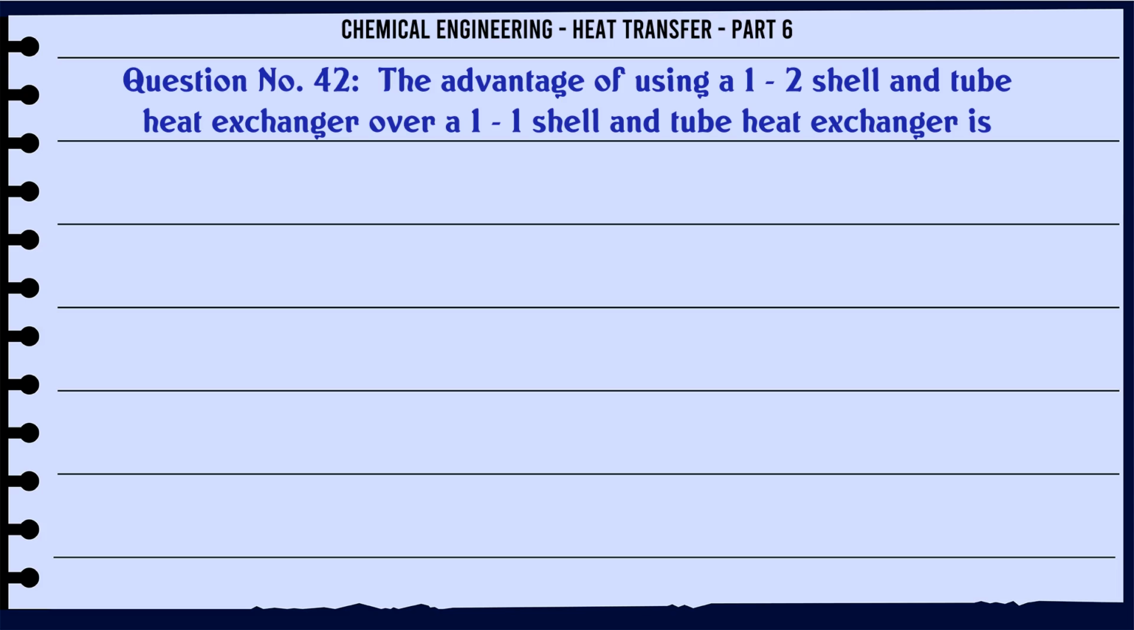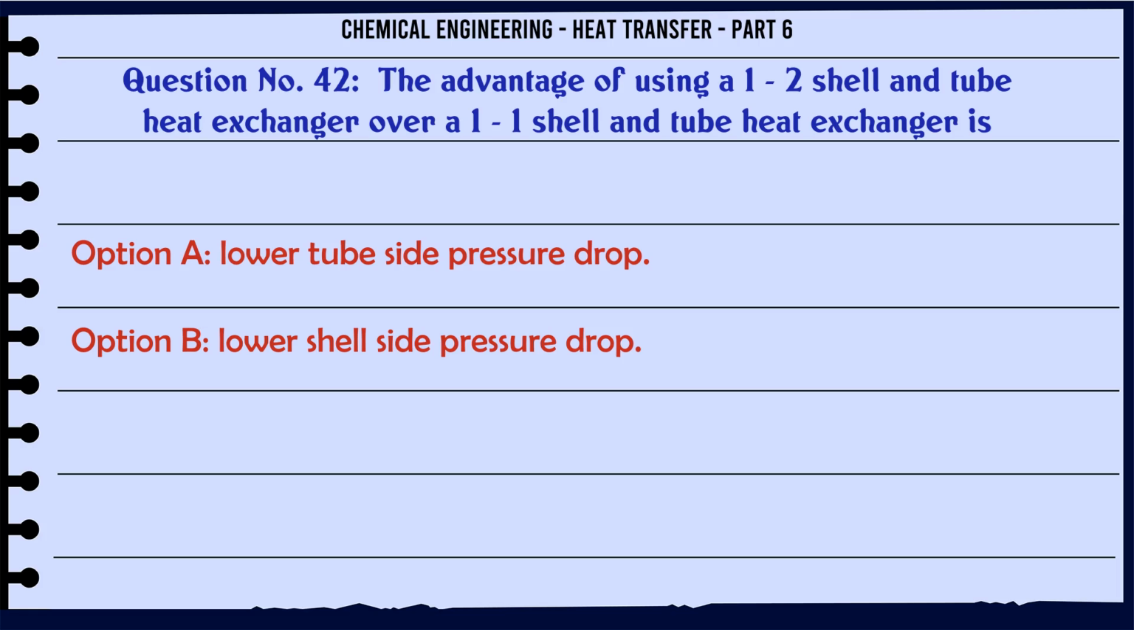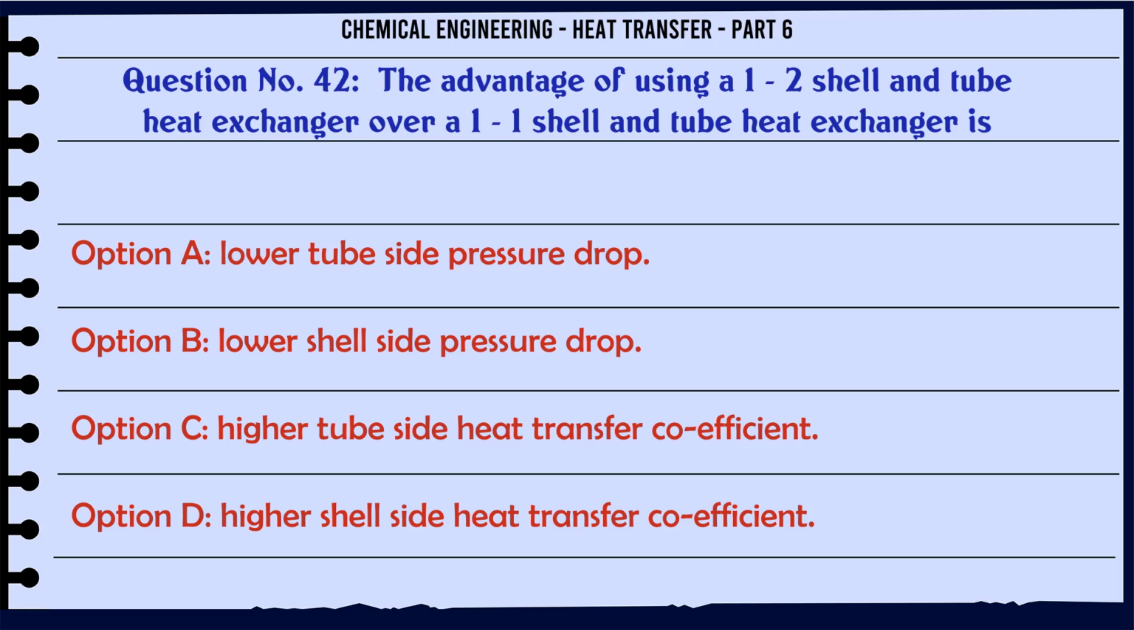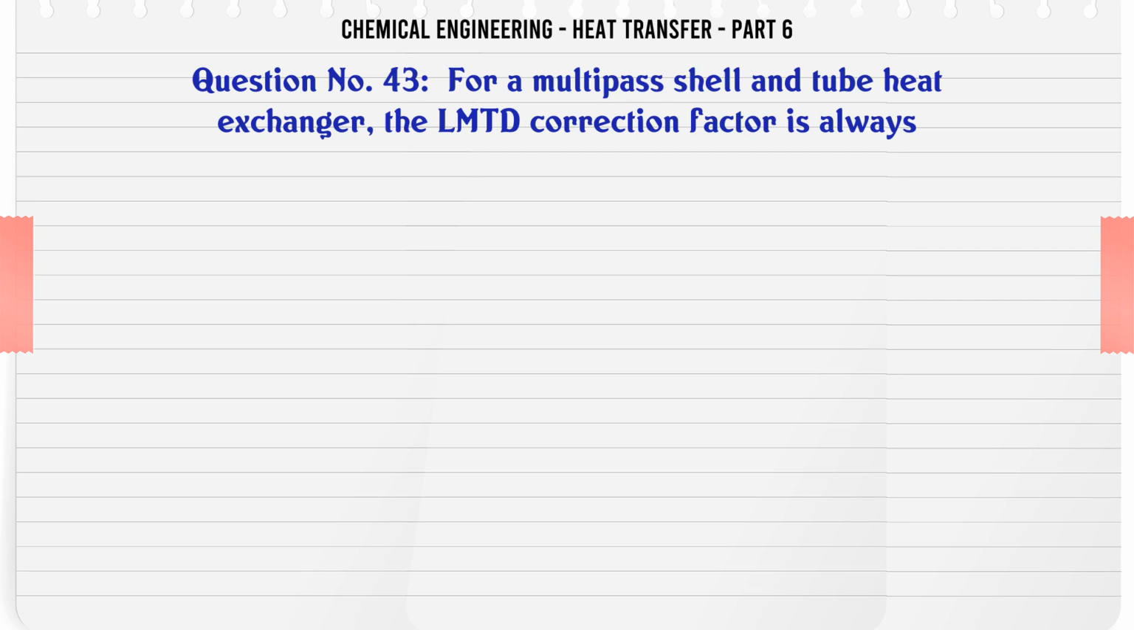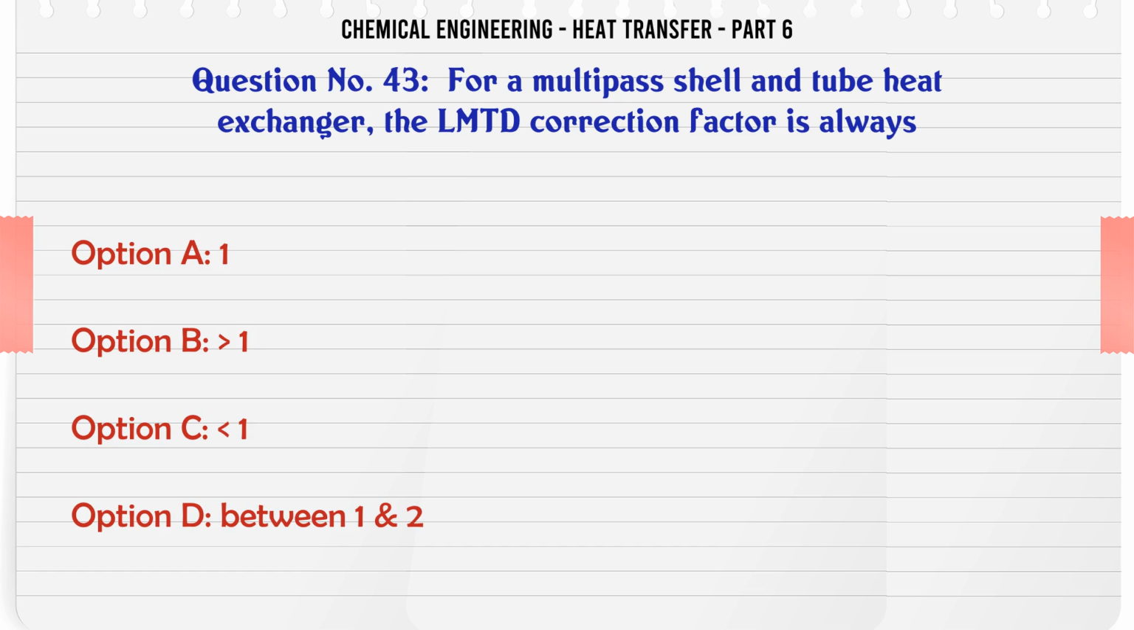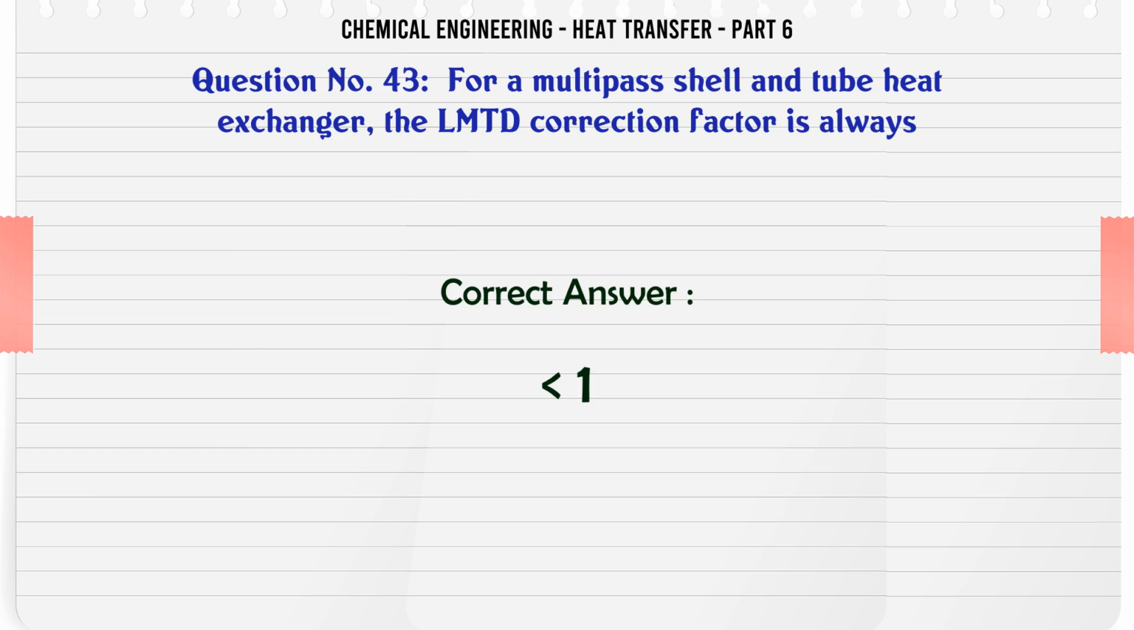The advantage of using a 1-2 shell and tube heat exchanger over a 1-1 shell and tube heat exchanger is A. Lower tube side pressure drop, B. Lower shell side pressure drop, C. Higher tube side heat transfer coefficient, D. Higher shell side heat transfer coefficient. The correct answer is higher tube side heat transfer coefficient. For a multipass shell and tube heat exchanger, the LMTD correction factor is always A. 1, B. 1, C. 1, D. Between 1-2. The correct answer is 1.